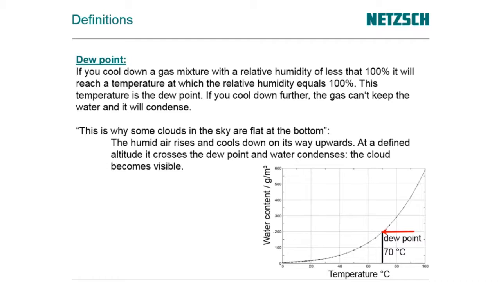dew point. In a practical way, we see it every time in the sky because it's one of the reasons why clouds sometimes have a flat bottom. It's the same principle as shown in the graph here. Humid air, which is not completely saturated, rises and cools down during its way upwards, and at a defined altitude it crosses this dew point line and water needs to be condensed, and therefore the cloud becomes visible.